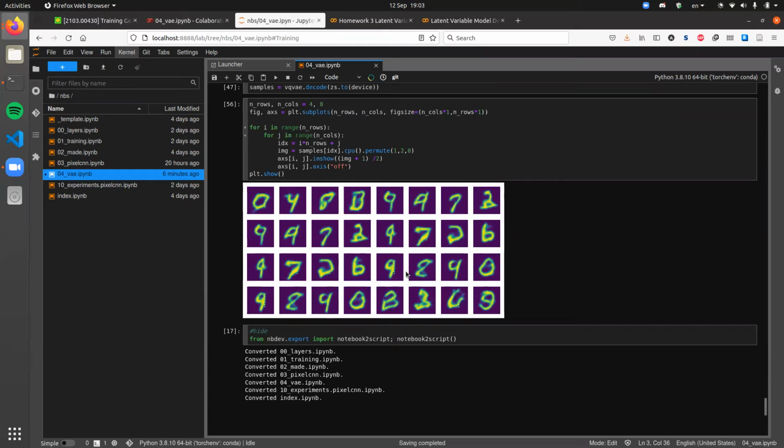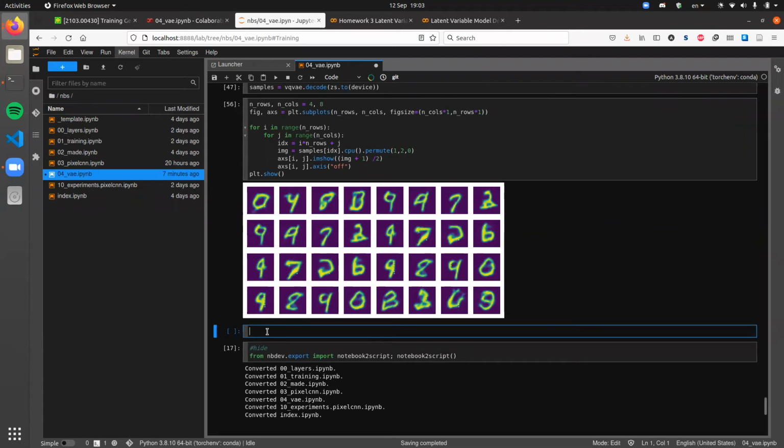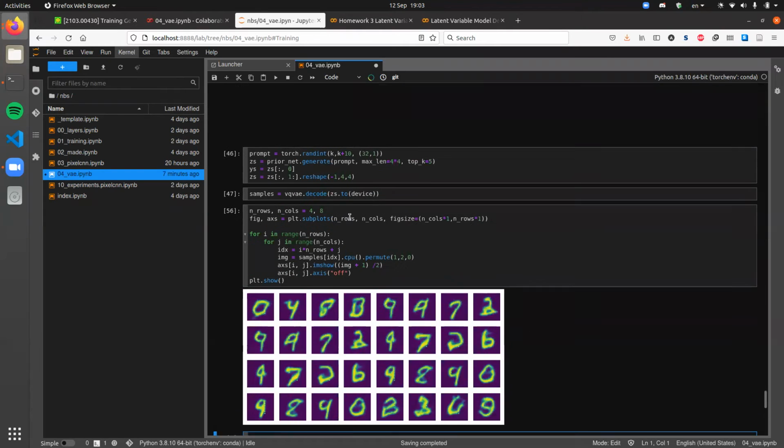Probably some values in this latent code were not compatible with each other, right? Here it is modeled just as a sequence of integers, and not every sequence of integers will represent a valid number, right?